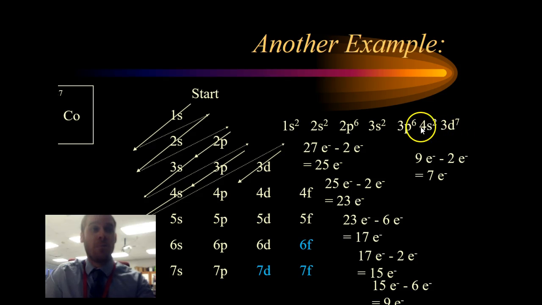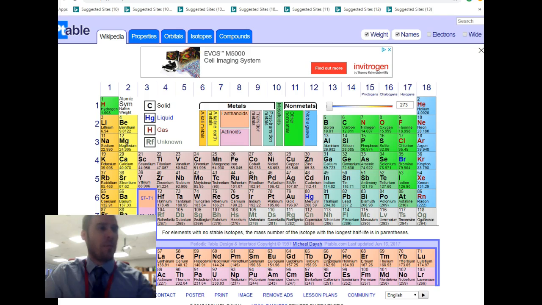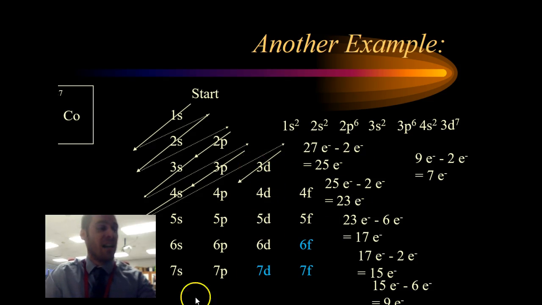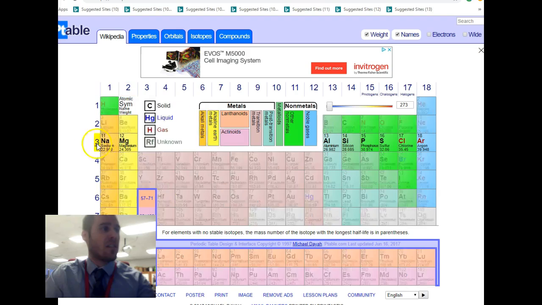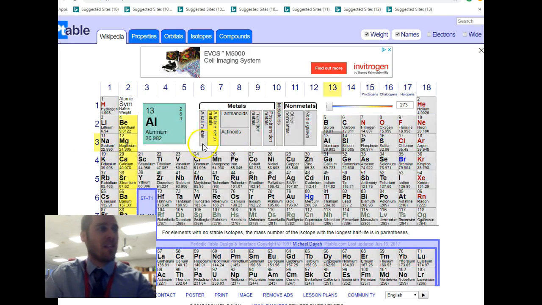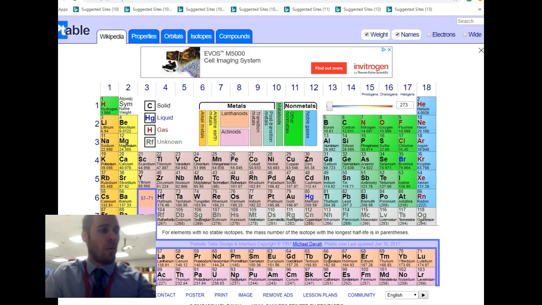I can double check. 7 plus 2 is 9, plus 6 is 15, plus 2 is 17, plus 6 is 23, plus 2 is 25, plus 2 is 27. There is my atomic number of 27. I can double check on my periodic table. Here's where cobalt can be found, and this can be found in 3d, 1, 2, 3, 4, 5, 6, 7. Again, that's all I was doing, was going down, following this pattern that, again, I will give to you on a test or a quiz, following this pattern of 1s2, 2s2, 2p6, 3s2, 3p6, 4s2, 3d, 1, 2, 3, 4, 5, 6, 7, and there is cobalt.